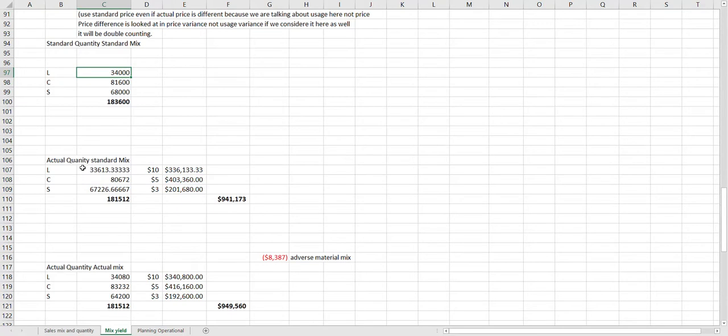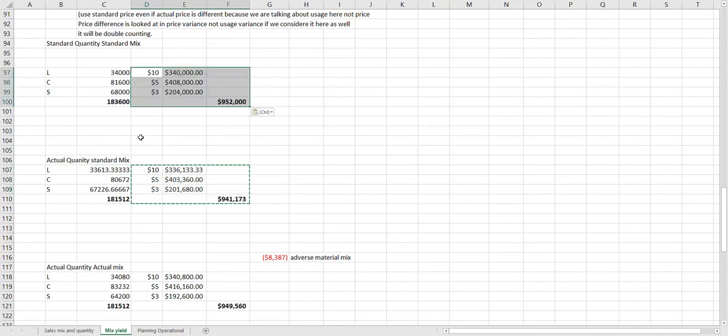But when we look at actual quantity and standard mix, we have 33,000. What it simply means is that if we had used the quantity according to the standard mix and the standard quantity, we would have used 34,000 of L, 81,000 of C, and 68,000 of S. When multiplied by the price, we have 952,000. And when we compare that with the actual quantity standard mix, we have 941,000, so we have favorable material yield.